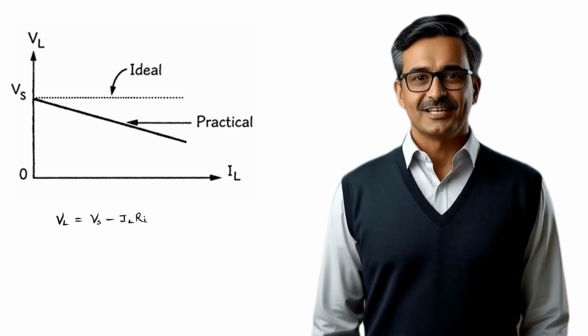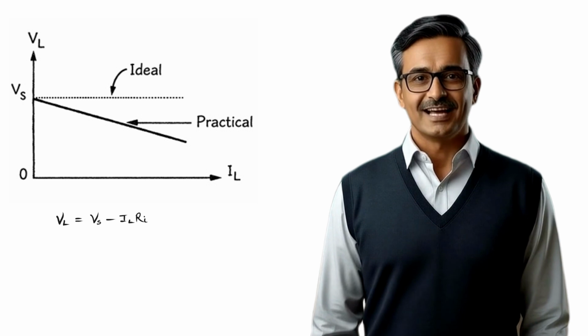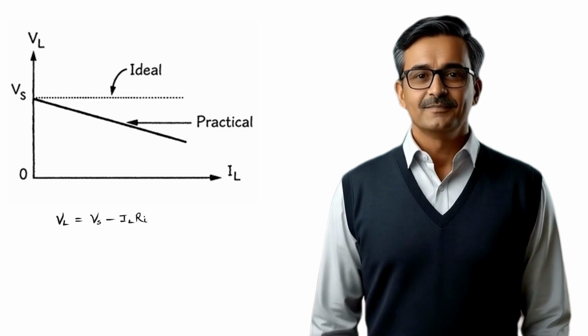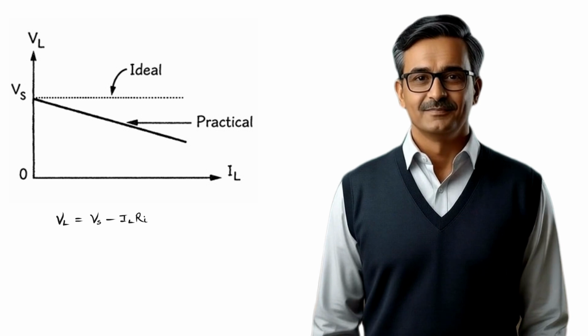So the key difference is simple. An ideal voltage source has zero internal resistance. A practical voltage source has small internal resistance. Now let us classify voltage sources. There are two main types.